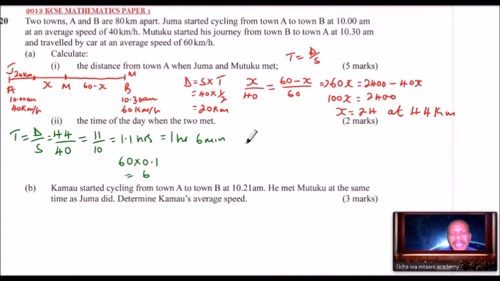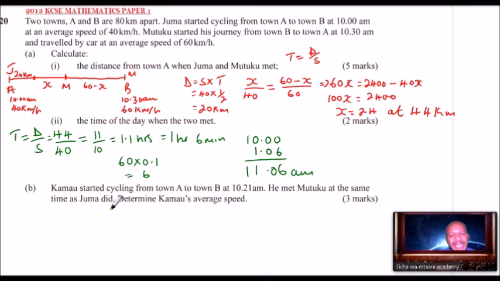So it means since Juma had started at 10 a.m., they took 1 hour 6 minutes. So you add 6 minutes, and you get 11. So they met at 11 a.m. That is when they met with Mutuku. So we go to part B.